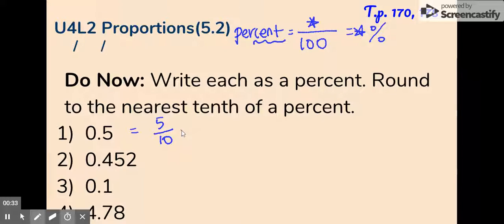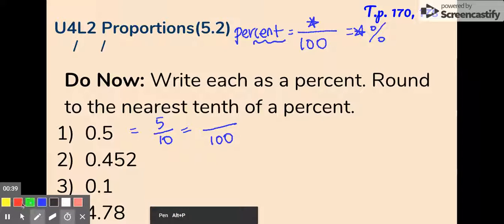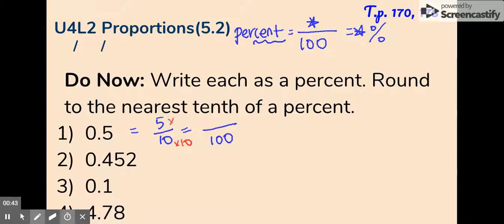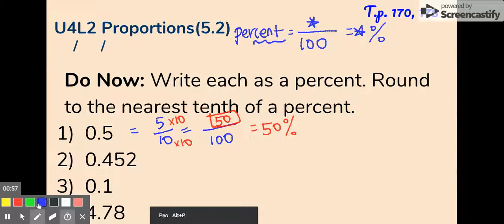So now I'm going to change this to something out of 100. To do this, what number do you need to multiply on the top and the bottom? You need to multiply by 10, times 10. So it's going to be 50. So this number on the top will be the percentage. Okay, so now I'm going to give you the shortcut because something out of 100 is not always working.